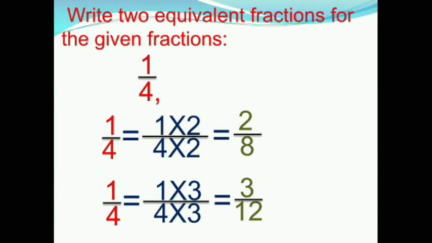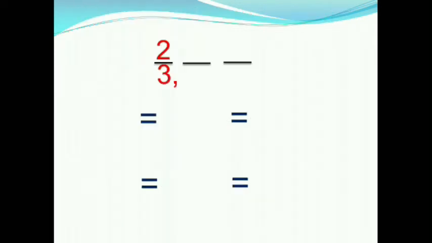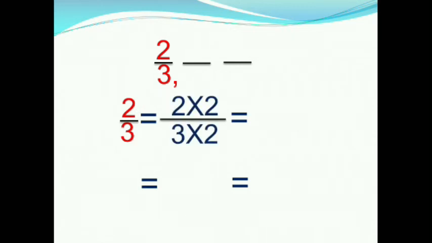The next two equivalent fractions of 1 by 4 are 2 by 8 and 3 by 12. Now we have 2 by 3. Now we should find the next equivalent fraction of 2 by 3. To find the second equivalent fraction, we should multiply the numerator and denominator by 2. 2 2s are 4, 3 2s are 6. So the next equivalent fraction of 2 by 3 is 4 by 6.